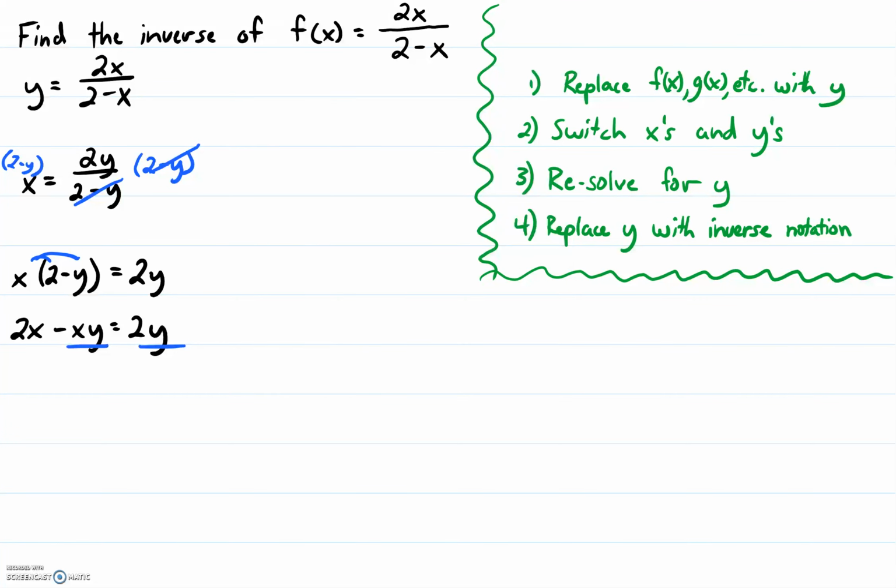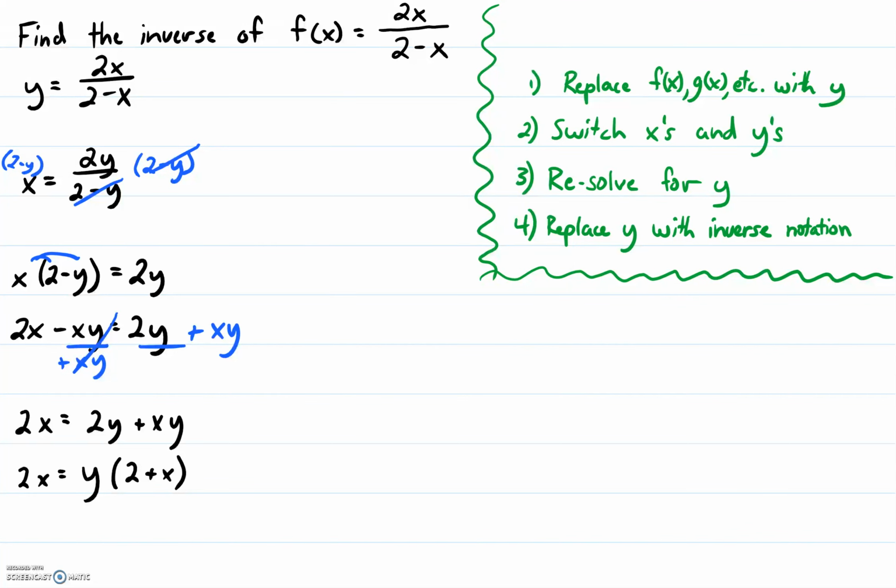So now what we can do is write all of our y terms on one side of the equation, isolated, and then we're going to factor y out. So we're going to add xy to both sides, and that's going to cause all of our y terms to be on the right-hand side now. So we have 2x is equal to 2y plus xy. And now we're going to factor the y out on the right-hand side. So we'll have 2x is equal to, pull a y out of both of those terms, and we're left with 2 plus x. And now we have y multiplied by one term.